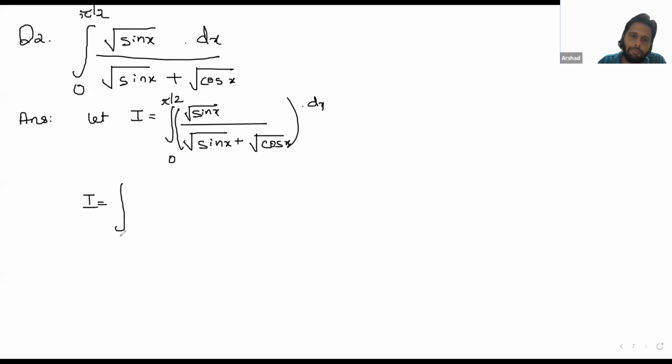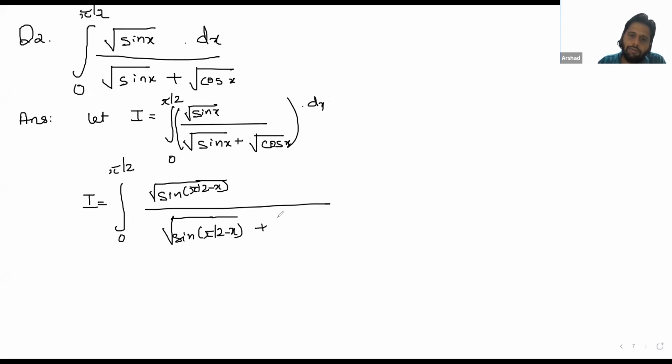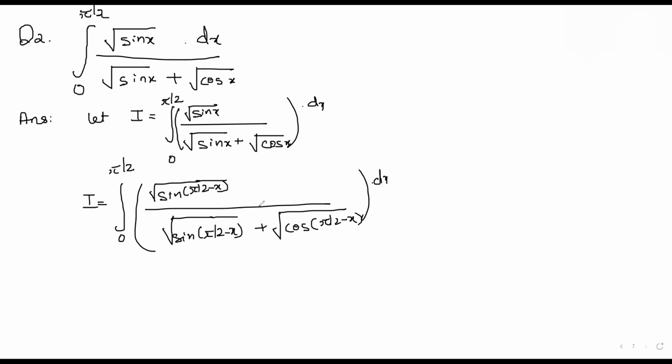I is equal to 0 to pi by 2 root sine pi by 2 minus x. In the denominator, write root sine pi by 2 minus x, here also write root cos pi by 2 minus x, dx. Sir, is it pi by 4? Very, very good, Nabil. It is correct. Okay, Josefa, please complete this question in 2-3 minutes. Open this, add this, let this be 1, add 1 and 2, and find out the answer.